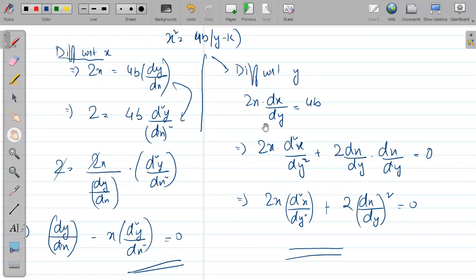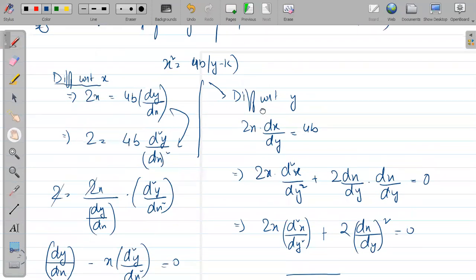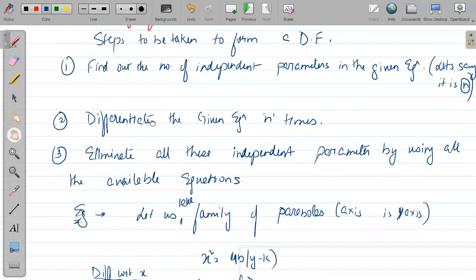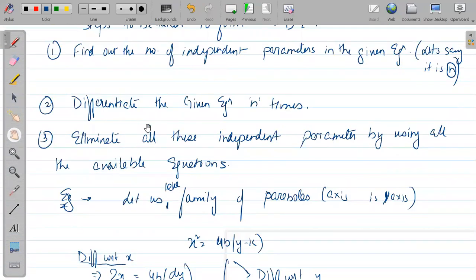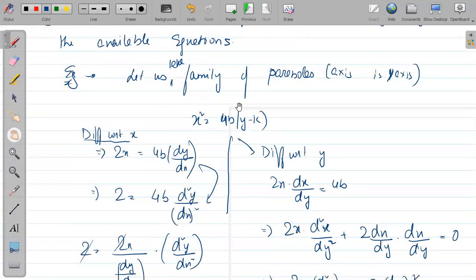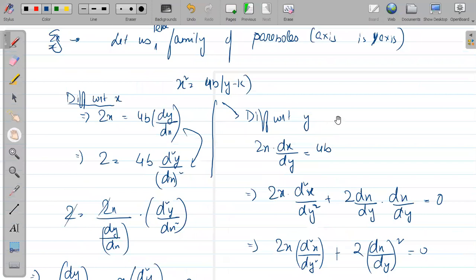I hope it is clear. Number of independent variables, that many times you have to differentiate. That's all. And you have to eliminate all the independent parameters by using all the equations available to us. We have to eliminate all. In the final equation, there should not be any parameter left.